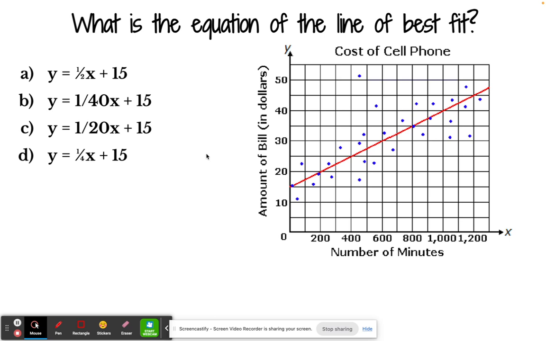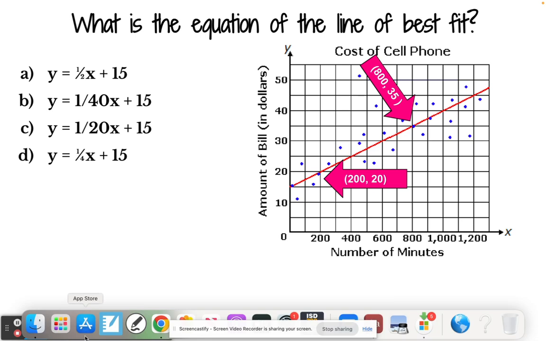Okay, so what's the equation of this line? Well, first thing I'm going to look at is my y-intercept. And if I look here, it is at 15. But look, they all have 15, so that didn't help me much. So let's find a point on the line that could help me. I could use this one. I could use this one. Both of those are fine. This one's at 200, 20. This one is at 800, 35. I probably could use this one, but these are fine.